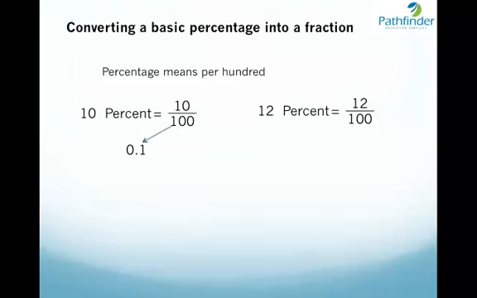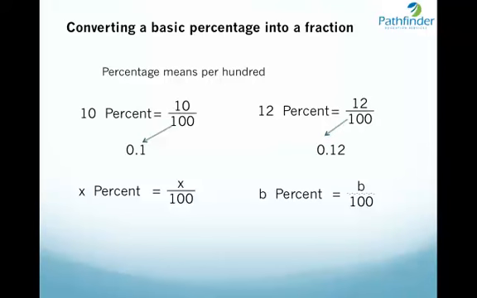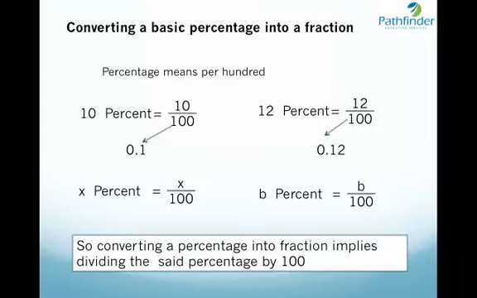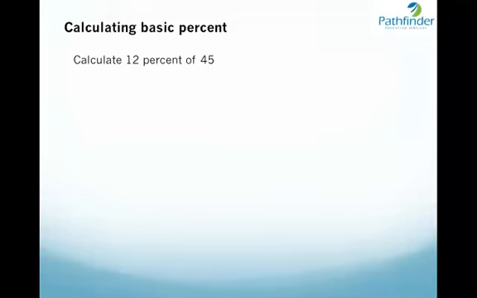Similarly, 12% will mean 12 by 100, that is equal to 0.12. X% will mean x divided by 100, and B% will mean b divided by 100. So this is the first thing you ought to know about percentage, converting a percent into a fraction. To convert a percentage into a fraction, just divide that percentage by 100. So converting a percentage into fraction implies dividing the said percentage by 100.